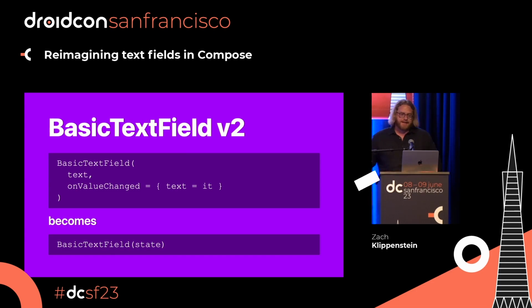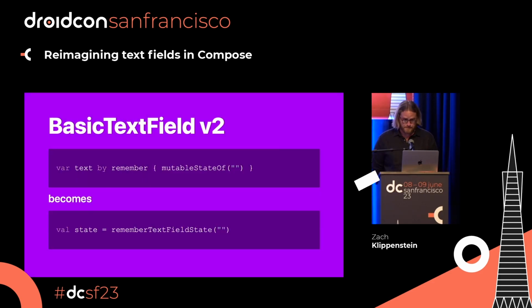So the first thing, the basic text field composable itself. With the old code, you pass in the text and a callback. The new code, we have a state object, and you just pass in that state object. And that state object contains the text, and it gets updated. So how do we create the state object? Instead of calling mutableStateOf, we have a special function that you can call to remember a text field state. And you can pass in an initial string.